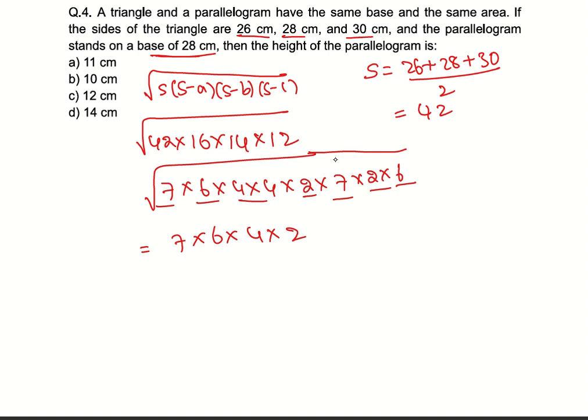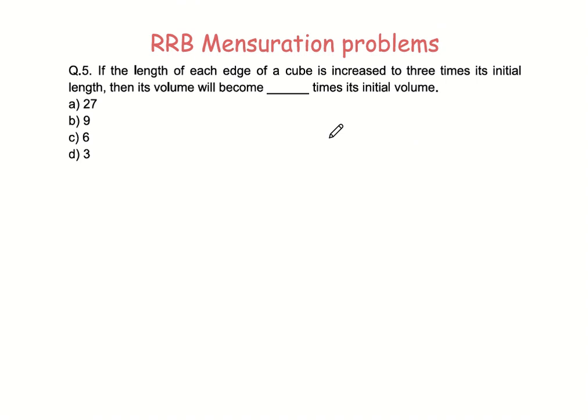So the parallelogram base is 28. So 28 into height, we need to find. So 7 4s are 28, which get cancelled. Height is equal to 6 2s, that is 12 centimeters. C is our answer. Now we go to the fifth question.